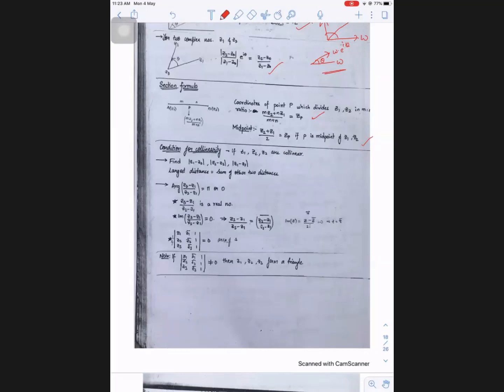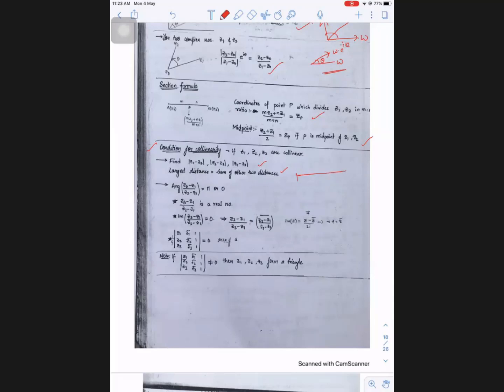Next, collinearity condition. For collinearity, you will get different conditions. One result is in terms of mod we can write. If they give 3 points, how to check whether they are collinear or not is find the distance between them: mod Z1 minus Z2, mod Z2 minus Z3, mod Z1 minus Z3. If largest distance equal to sum of other two distances, then they are collinear. This is one thing.